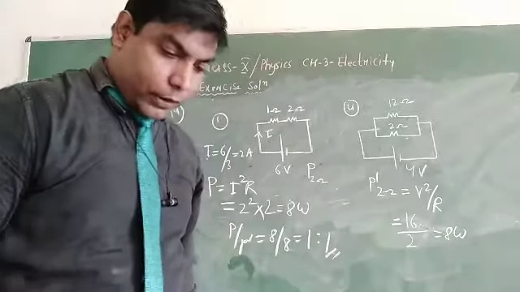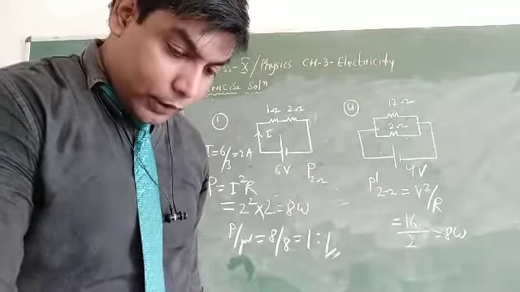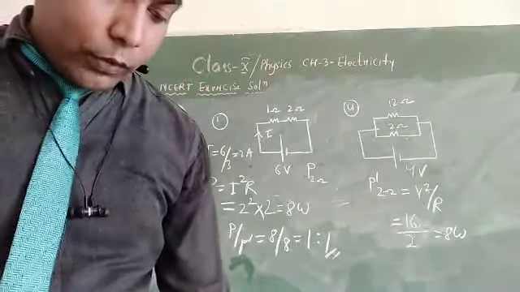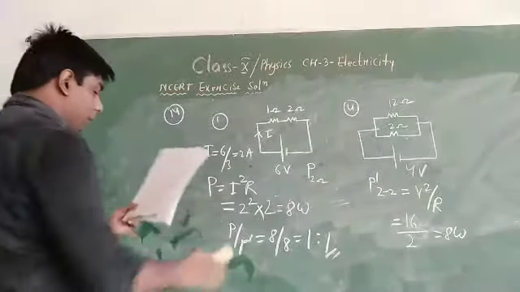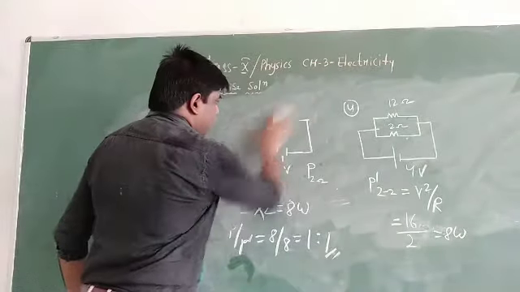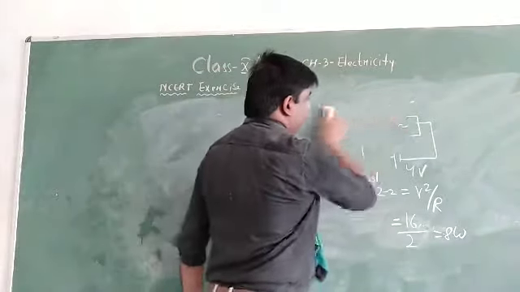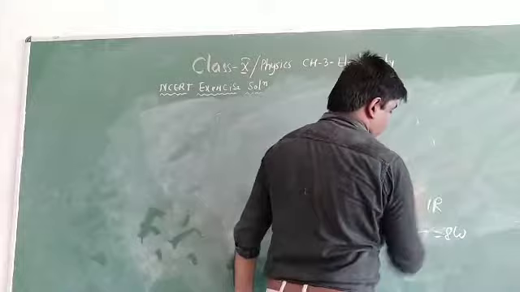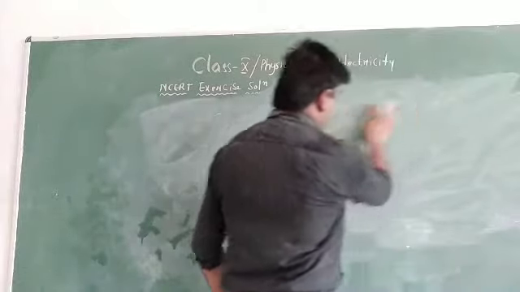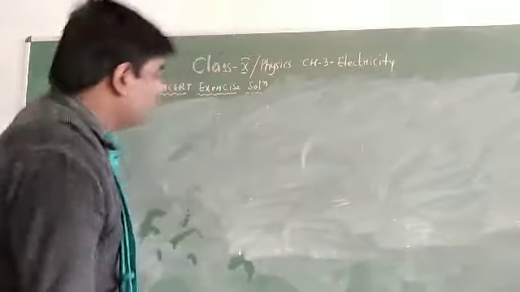Yes, question number 15. Two bulbs, one rated 100 watt at 220 volt and the other 60 watt, are connected in parallel to the electric main supply. What current is drawn from the line? The supply voltage is 220. Okay. Means two bulbs are connected how? In parallel.